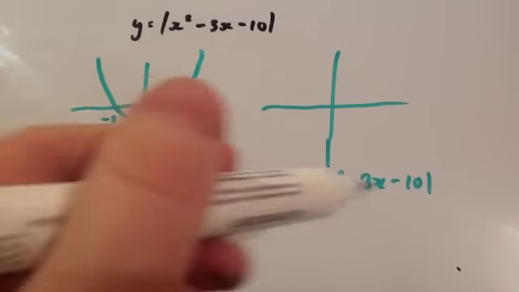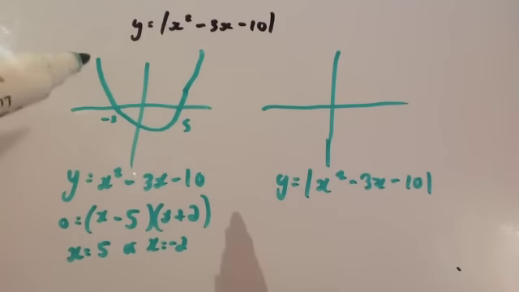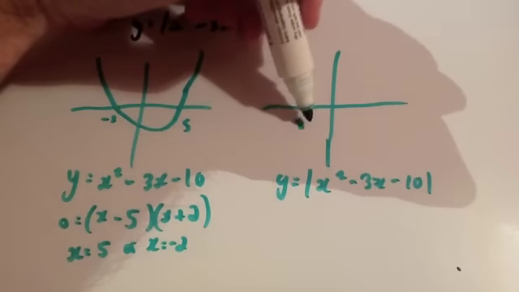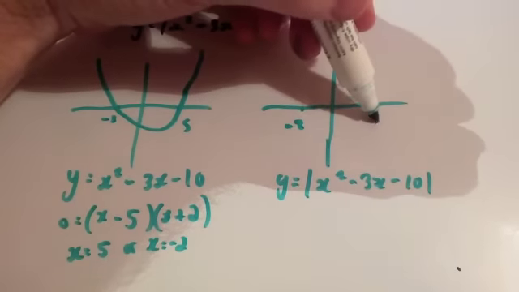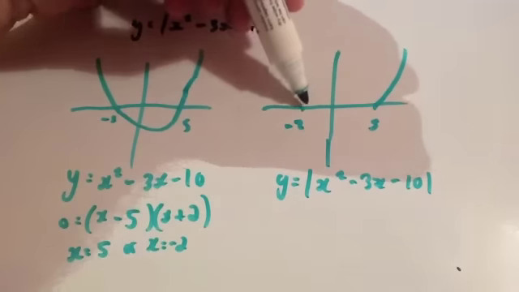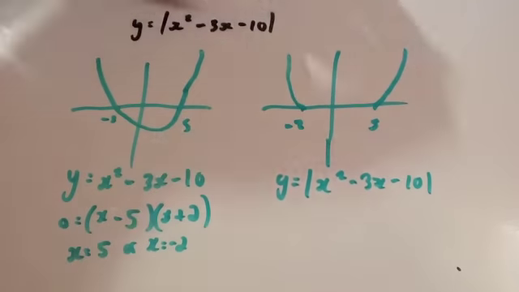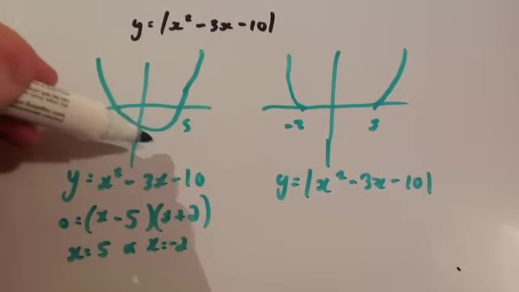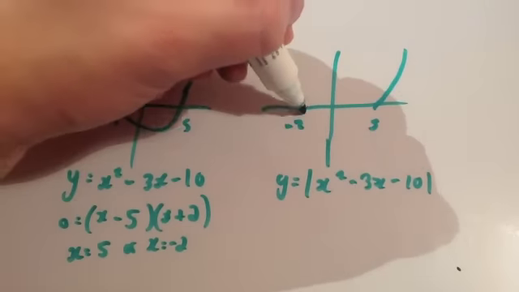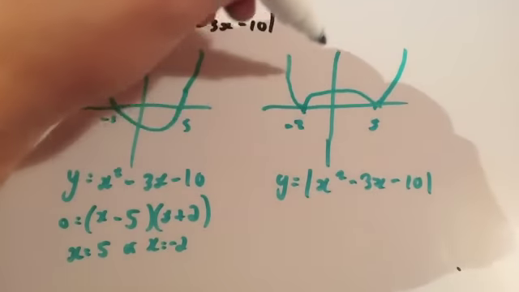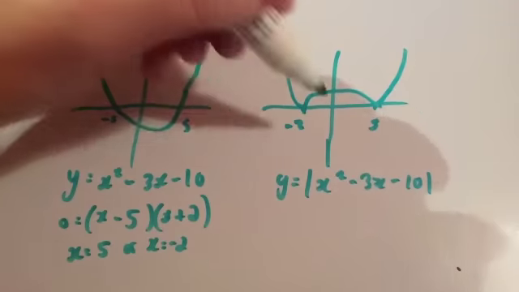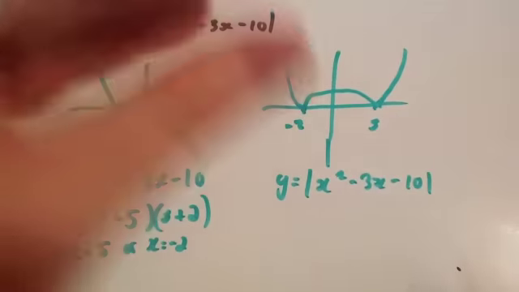Now, to do the modulus graph, you're going to have the same bits above the x-axis, so these two parts will remain the same. So if I have minus 2 and I have 5, it's going to remain the same on those sides, like that. But the bits below the x-axis will be reflected above it, so it's going to reflect up like that. That U shape will be reflected up. These aren't the best of sketches.